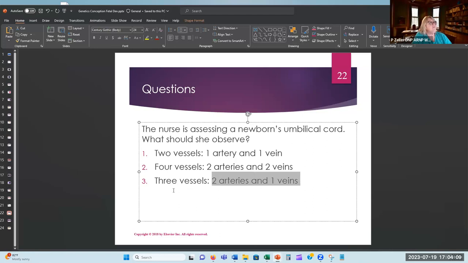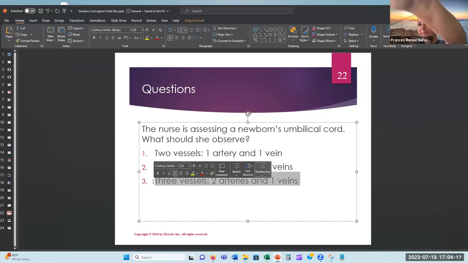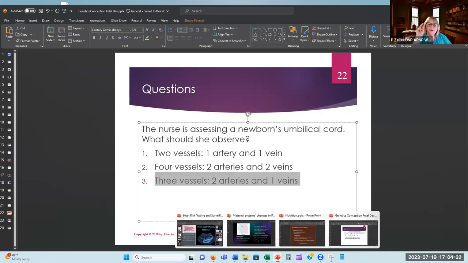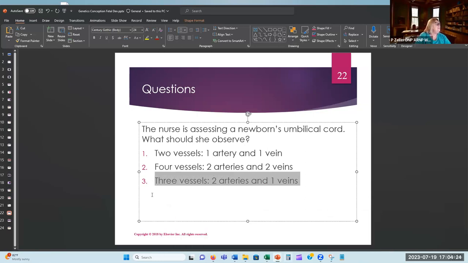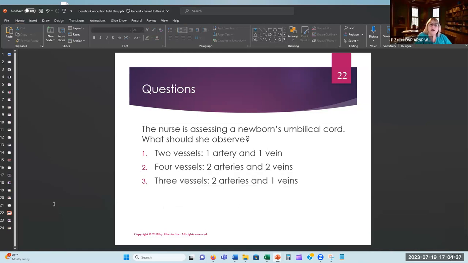Two arteries and one vein? Who all agrees? Yes, everybody should agree. That's right. So one big vein and two little arteries. Sometimes there's only one of each, a two-vessel cord, one artery and one vein. That does happen. Sometimes it's a problem, sometimes it isn't. Sometimes it might be an indication there are other problems, but it's rare. But I have seen it.